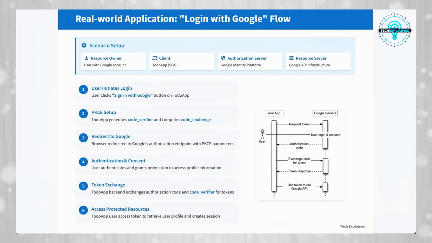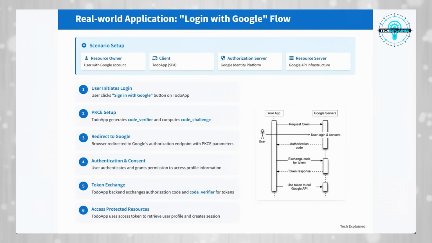To make these abstract concepts concrete, let's walk through a common end-to-end example. A user signing up for a new third-party web application called To-Do app using their existing Google account. This scenario uses the modern and secure authorization code with PKCE flow, as To-Do app is a single-page application. First, you navigate to todoapp.com and click the Sign In with Google button. This triggers the OAuth 2.0 flow.